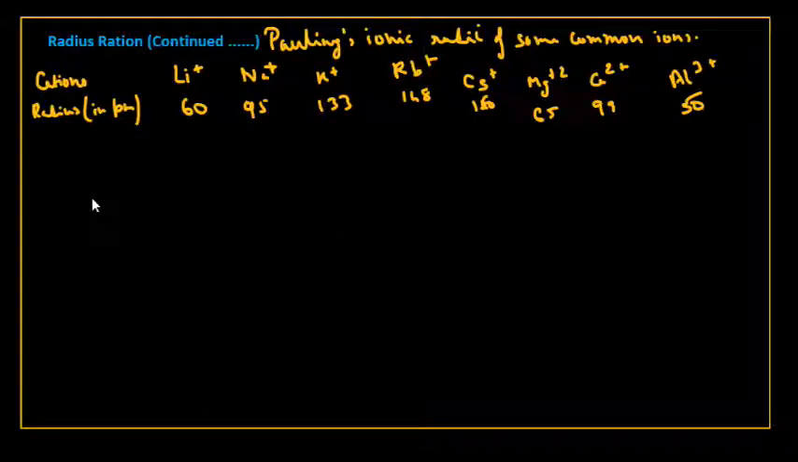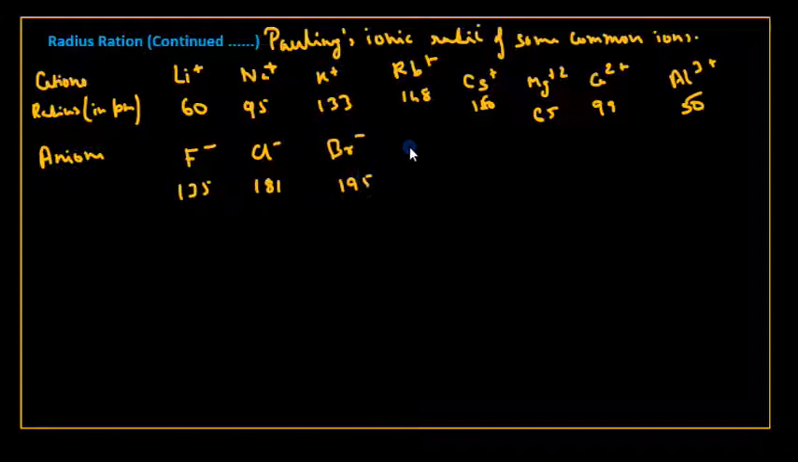If we consider anions, then F minus has 135, Cl minus has 181, Br minus has 195, iodine minus has 216, O2 minus has 140, and S2 minus has 184.